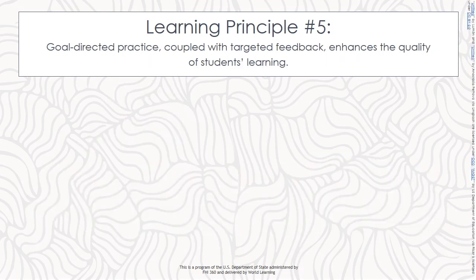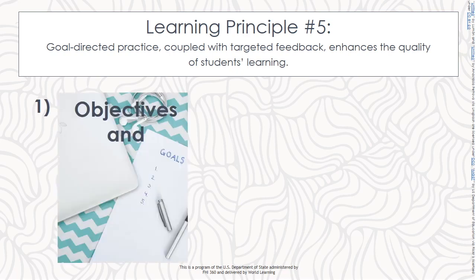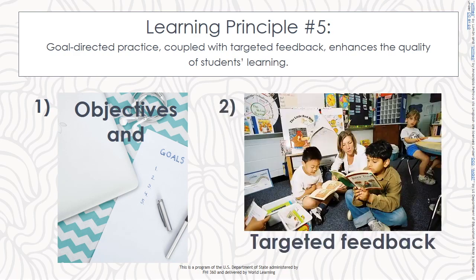Learning principle number 5. Goal-directed practice coupled with targeted feedback enhances the quality of students' learning. This principle advises us teachers in 2 specific areas. 1, we need to communicate to students what their objectives and goals should be. And 2, we should provide learners with targeted feedback.